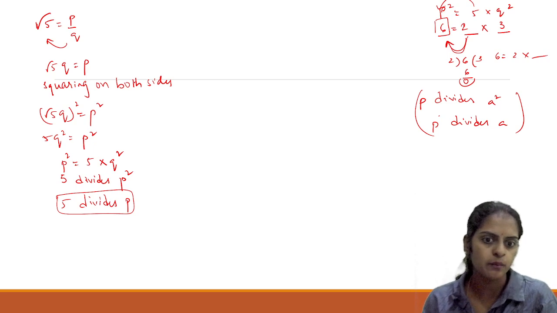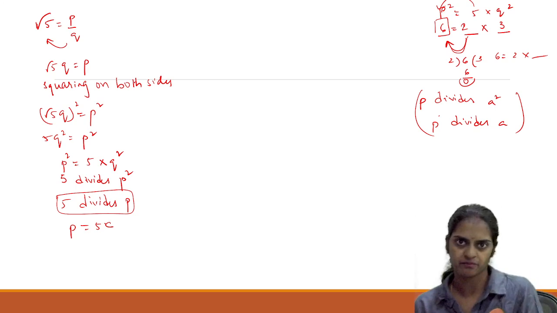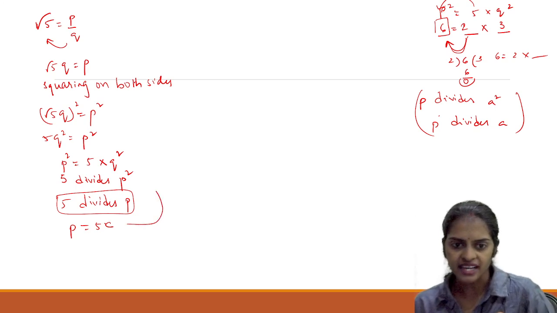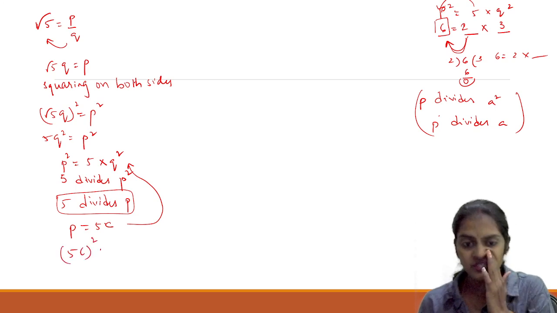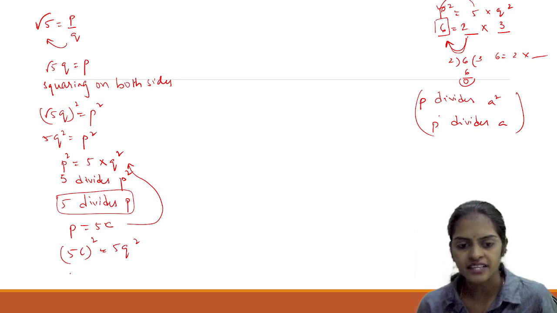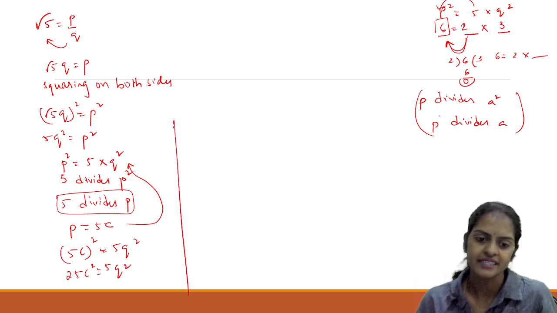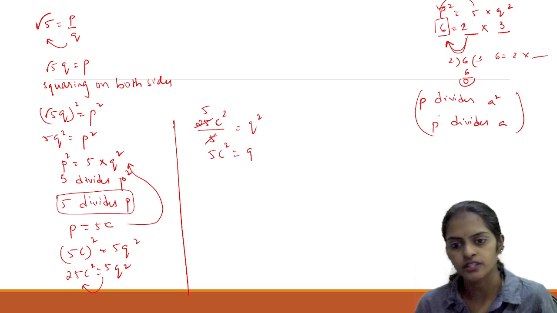So if 5 is dividing p, I can write p is equal to 5 into some number. Let that some number be c. This 5c, you keep it in the previous equation. So you have (5c) whole square is equal to 5 into q square. Or 5 square is 25, c square equal to 5q square. Take this 5 to the other side. So you have 25c square by 5 equal to q square. 5 ones are 5, 5 fives are 25, so 5c square equal to q square.